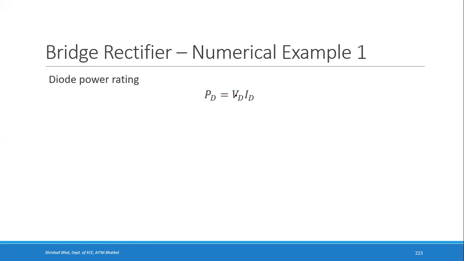So what is VD? The voltage across the diode. It is 0.7, right? Power rating for each diode. For each diode, the voltage across each diode is VT, that is 0.7. And what is the current? When you consider the power equation, what value of current will you use? You have to use the RMS value of the current. So ID will be IRMS.